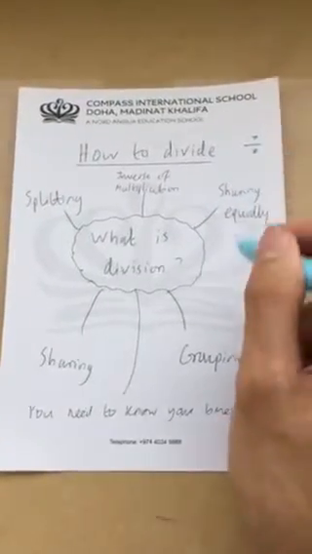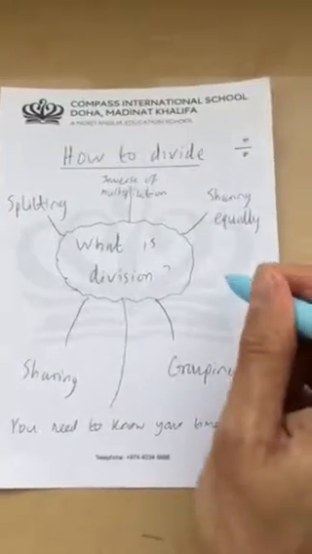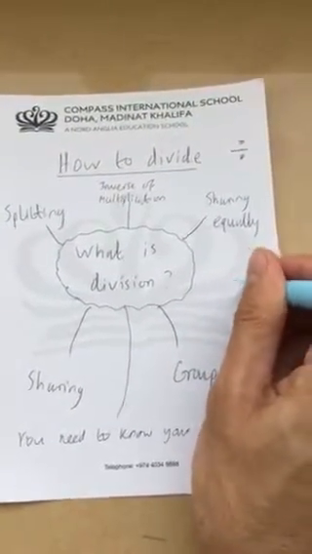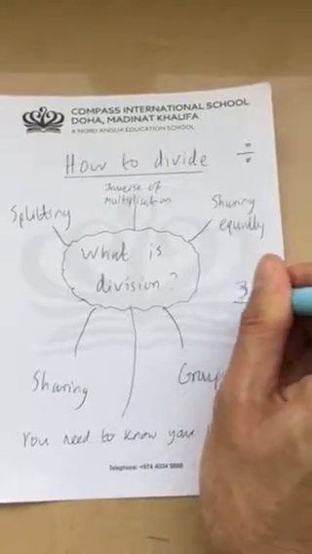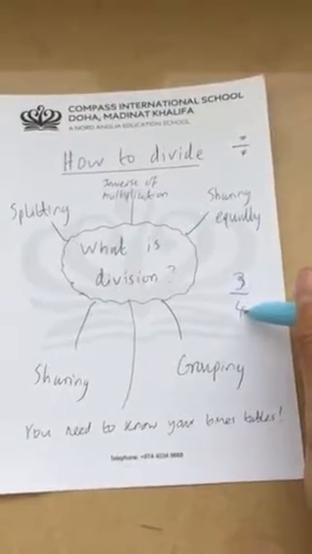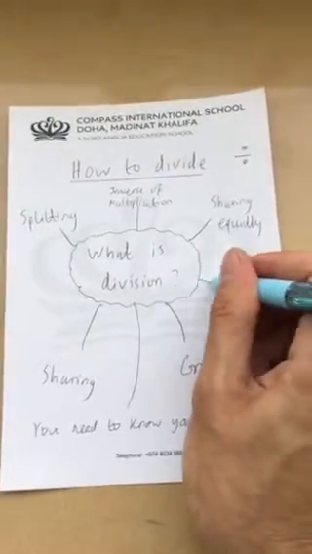Another way we can look at division is like this. For example, if I have a fraction, 3/4, this actually means 3 divided by 4, okay? So fractions equal division as well. So that's another thing to keep in mind.